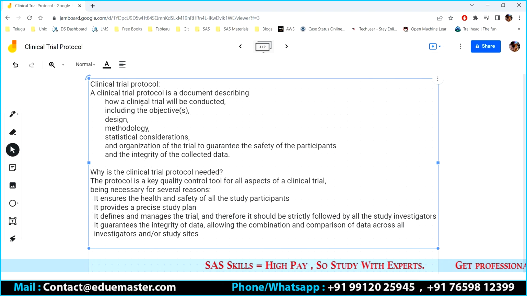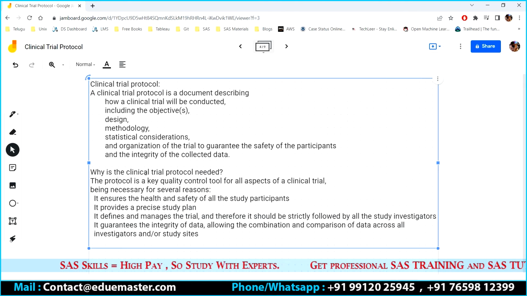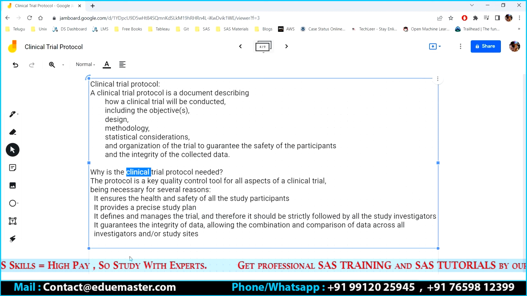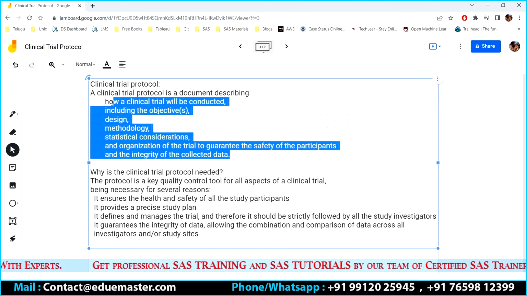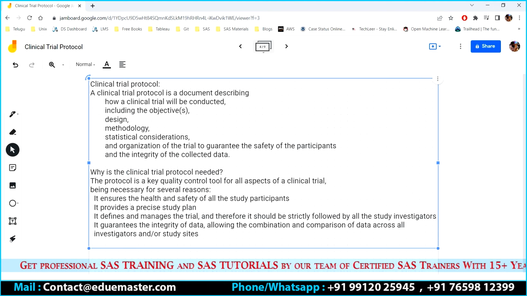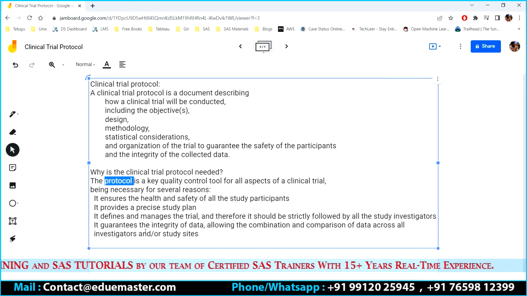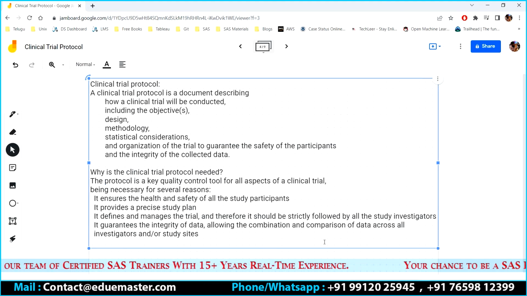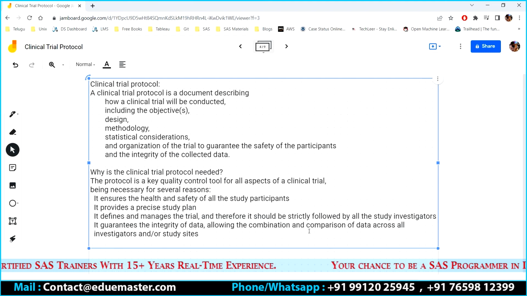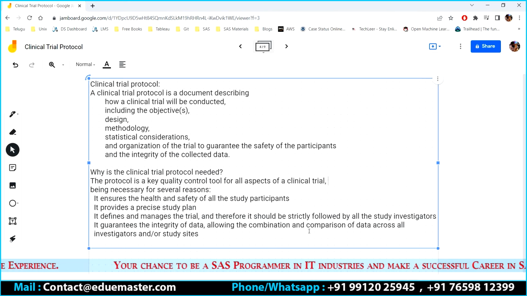Next, this is an extension of the first thing. Again, I'm talking about what is a clinical trial protocol. Why is this clinical trial protocol needed? Maybe I can extend the same here. Why? The protocol is the key quality control tool for all the aspects of the clinical trial. Why? Because what do you mean by quality? How is my clinical trial happening? What is the outcome? Is that outcome the correct outcome or not?